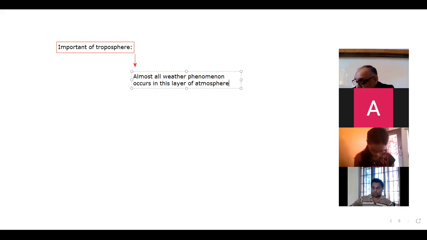Now this is the point: why do these phenomena occur in this layer? Can anybody explain, please? Can anybody tell, please?